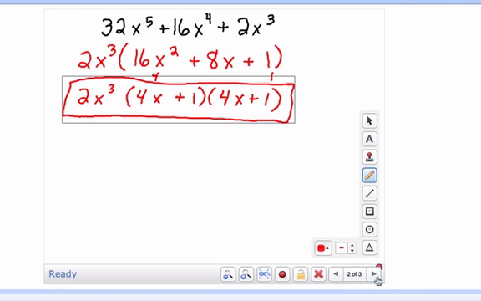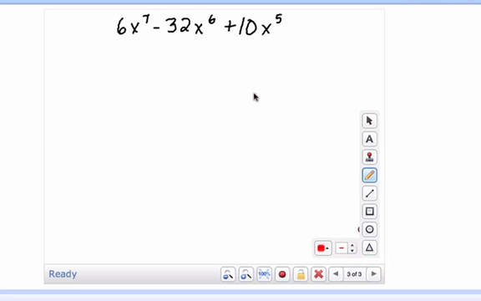So let me do one more so you can see one that works out a little differently than that one. It doesn't have that special case. Okay, so I'm looking at all these numbers. I can see that 6, 32, and 10, I can divide those all by a 2, so I know I can common factor out 2. And then I look at the x's, x to the 7th, x to the 6th, x to the 5th. You can take the smallest power, x to the 5th, out of everything.